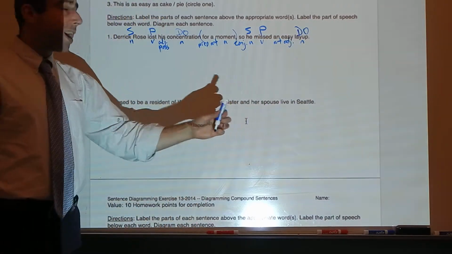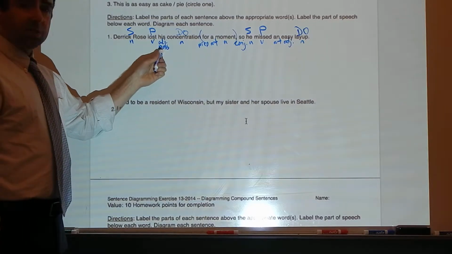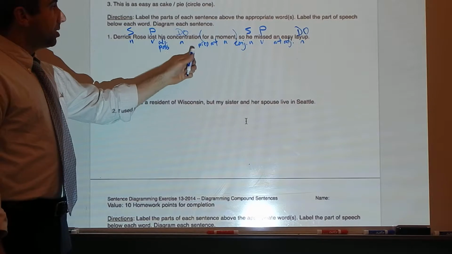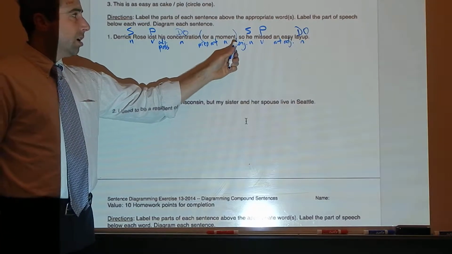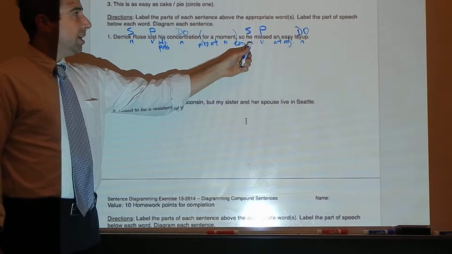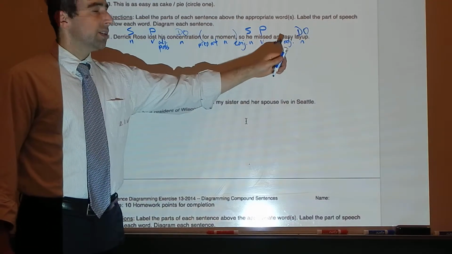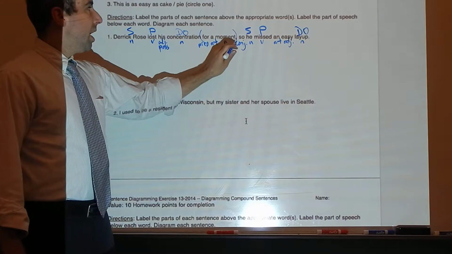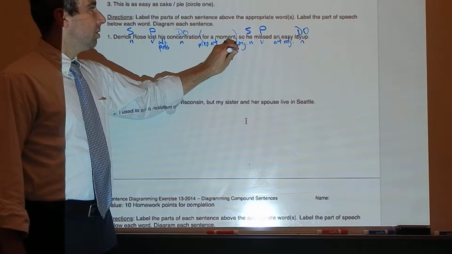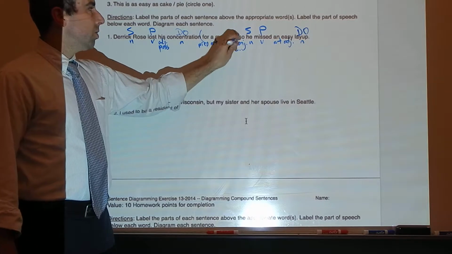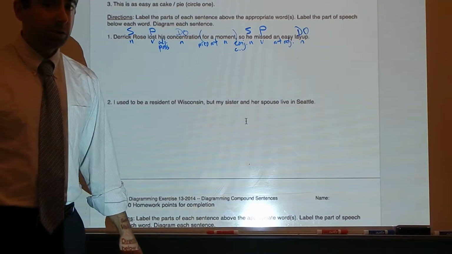Okay, I hope that this is what you got. Derek Rose is a noun, lost is a verb, his is an adjective, it's a possessive pronoun, concentration is a noun, for is a preposition, a is an article, moment is a noun, so is a conjunction, he is a noun, missed is a verb, an is an article, easy is an adjective, and layup is a noun. And if you want to be specific, you can say that so is a coordinating conjunction. Eventually you'll learn about subordinating conjunctions too.